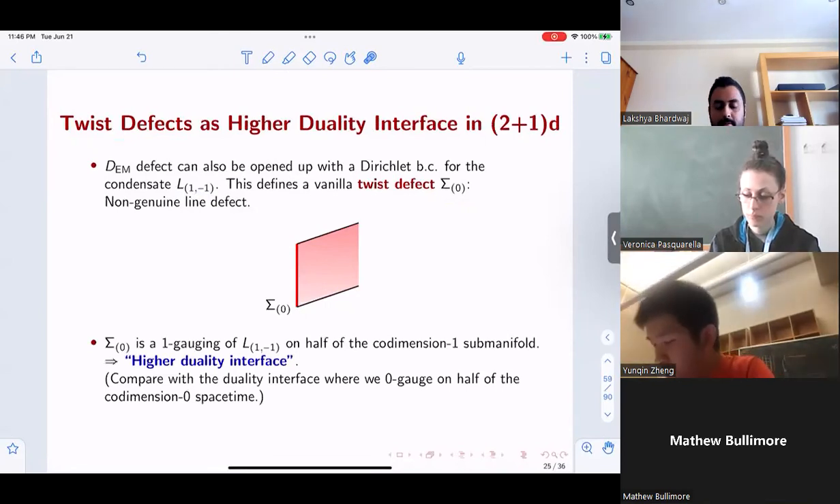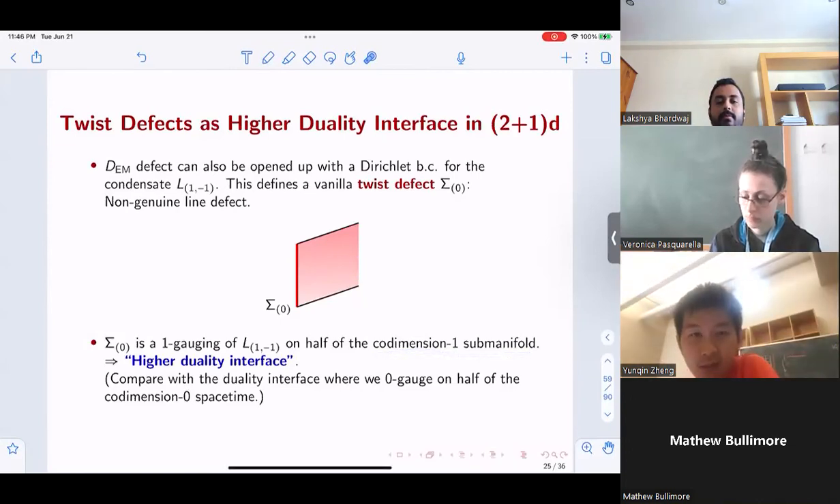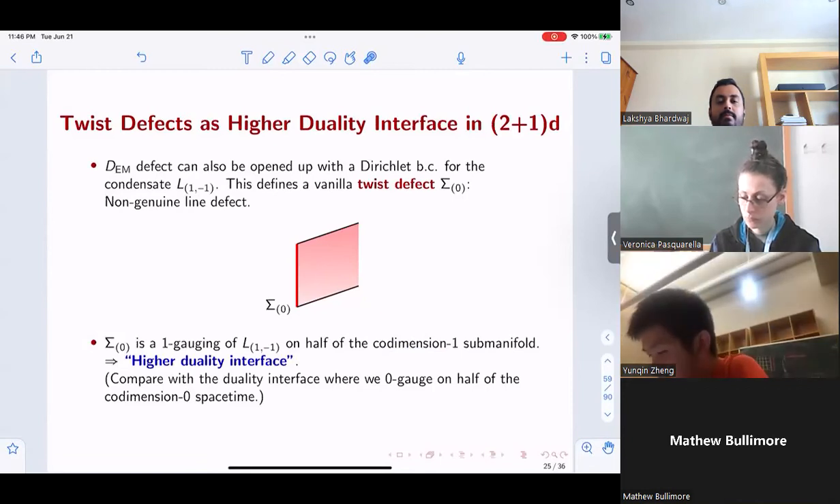There's another interesting point of view of the twisted defect, which is that the twisted defect can be understood as the one gauging of this L1, -1 line on half of the codimension 1 submanifold. So this should be contrasted with the ordinary duality defect, where we gauge the symmetry on half of the entire space-time. But here, we only gauge the symmetry generated by this 1, -1, only on half of the codimension 1 submanifold.